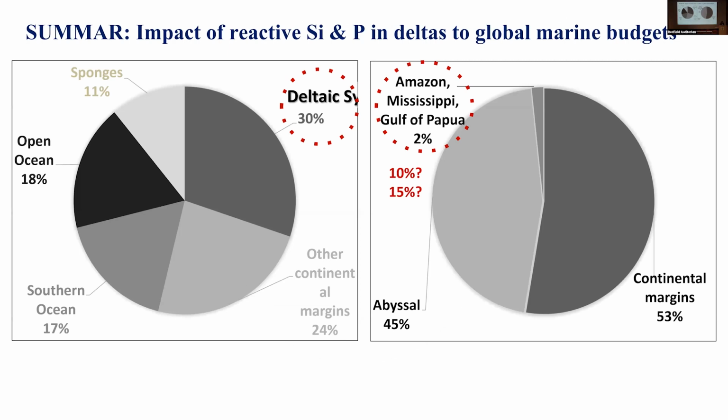And so I'm going to leave you with this summary slide. Also the summer slide, because it's lovely weather outside. So what's the impact of deltas on global marine budgets? You can see what a big impact they have on the marine silica cycle. And I'm going to presume, not assume, but say that they're going to have a pretty big impact on your marine phosphorus cycle as well. Okay. Thanks very much.